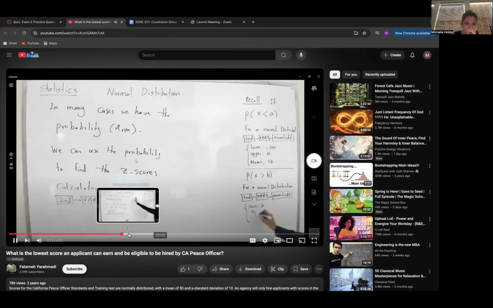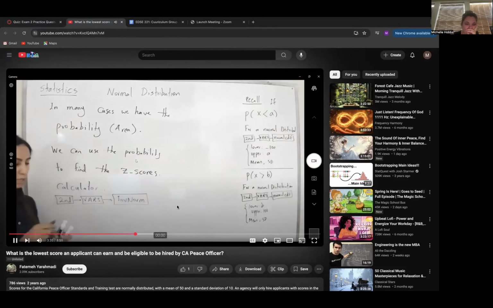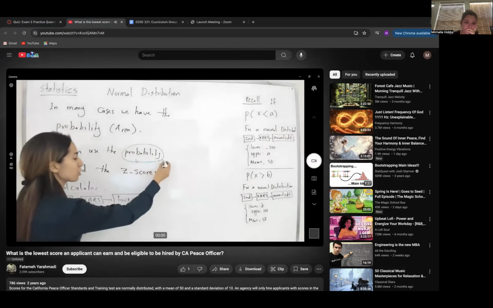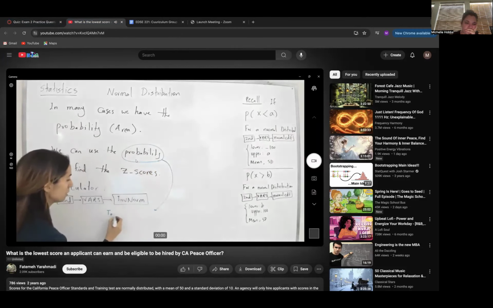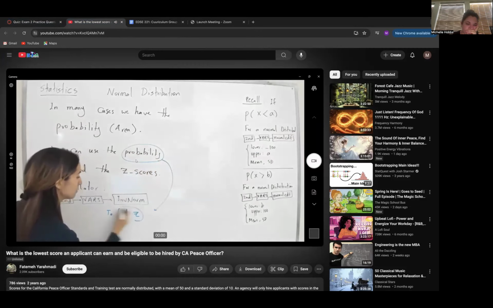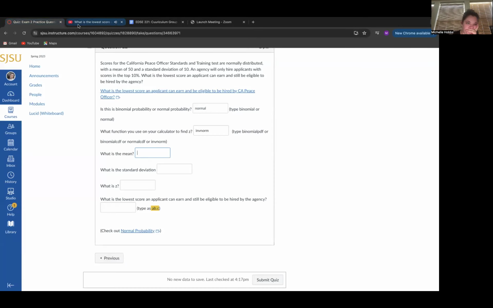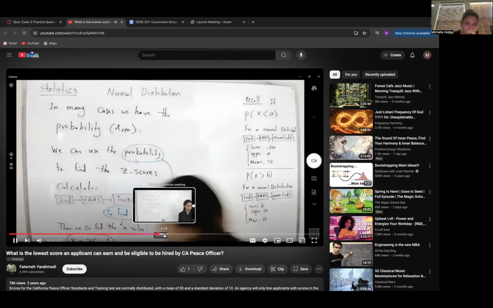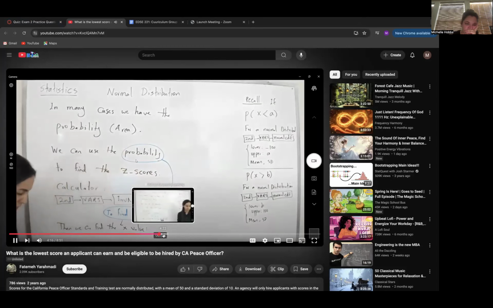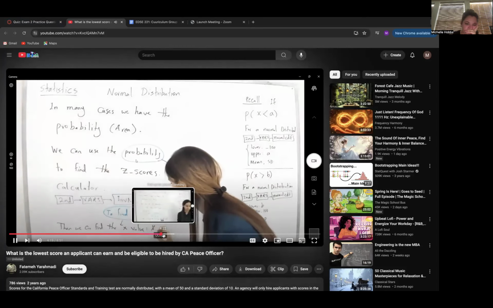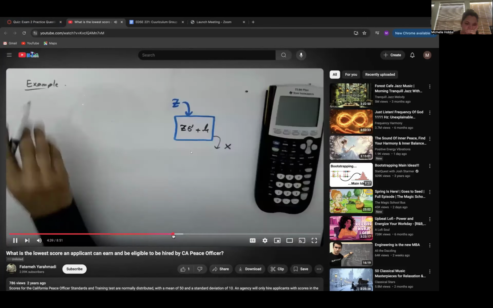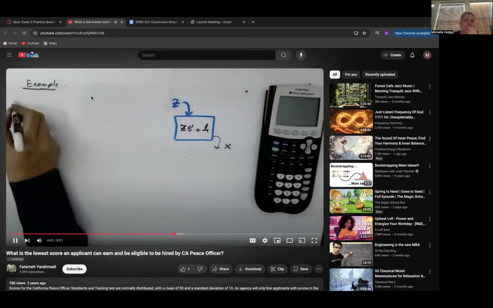If it says the probability that X is lower, your upper limit is a. But this case is different. You have the probability. This value is given to you. You can use the probability to find your z. After you find your z, then you can find the x value. x is z times sigma plus the mean.